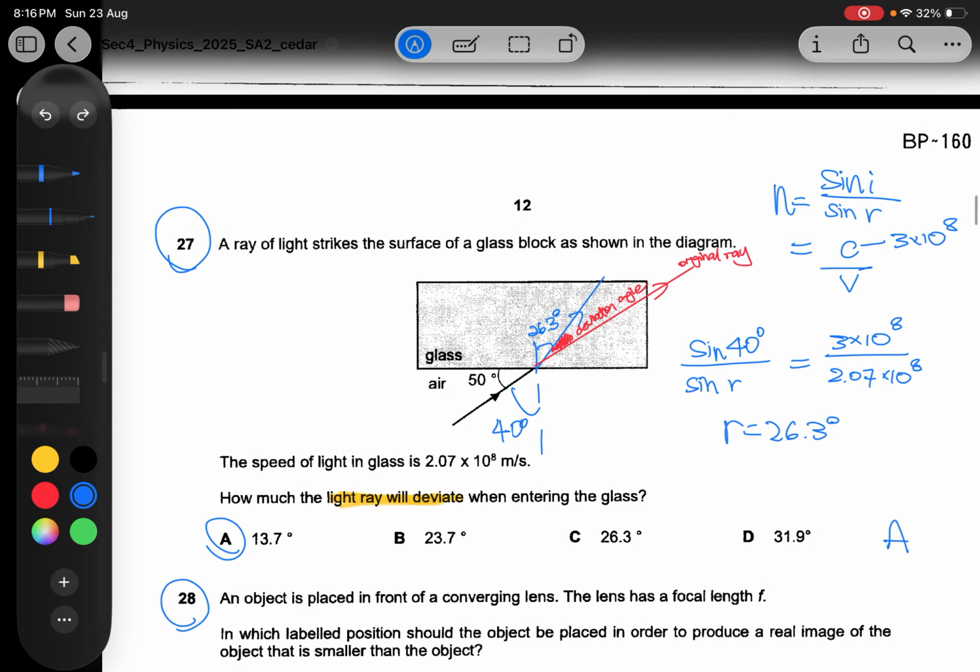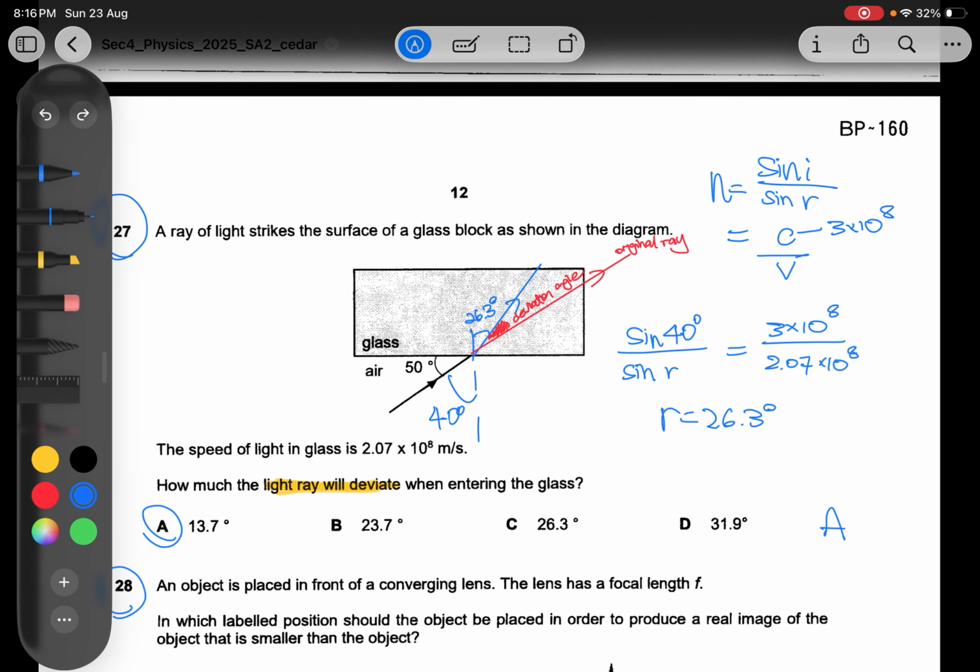So to get that, originally it is 40 degrees. So how do we get the final answer? It will deviate by 40 degrees minus 26.3 degrees equals 13.7, because we're trying to find this angle over here, the angle in red.